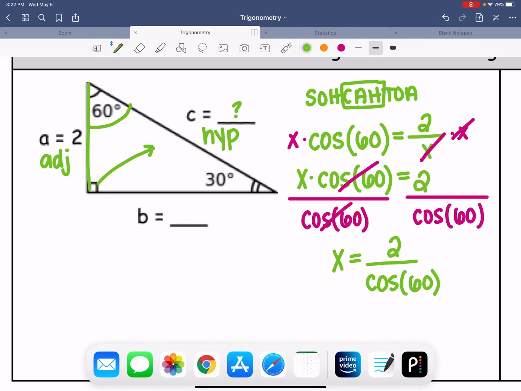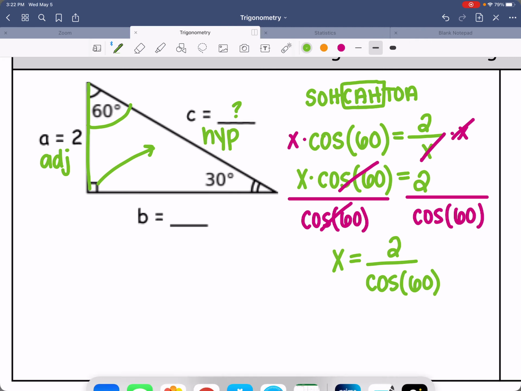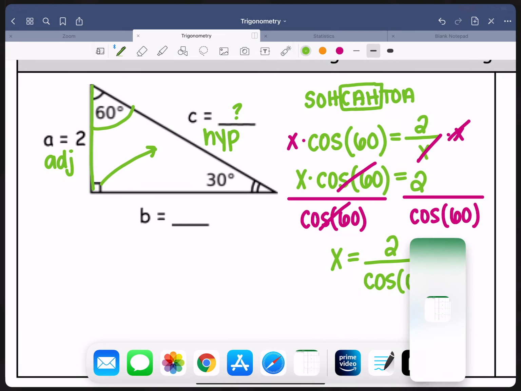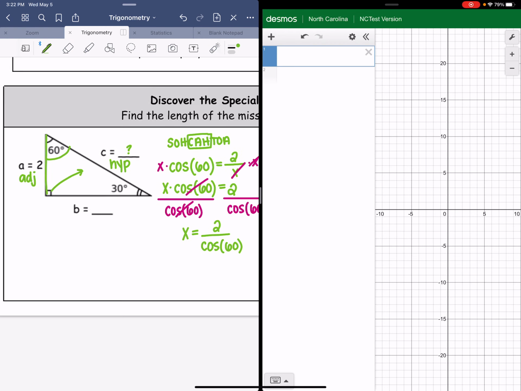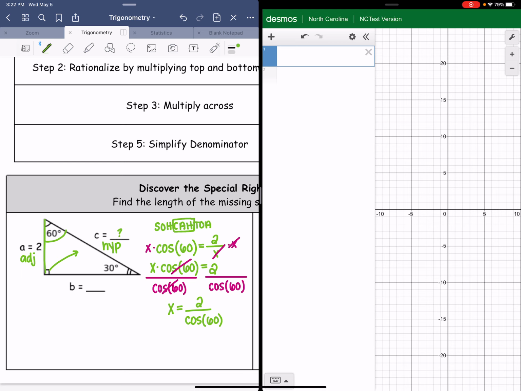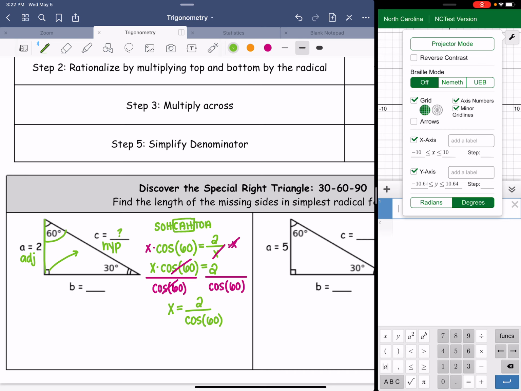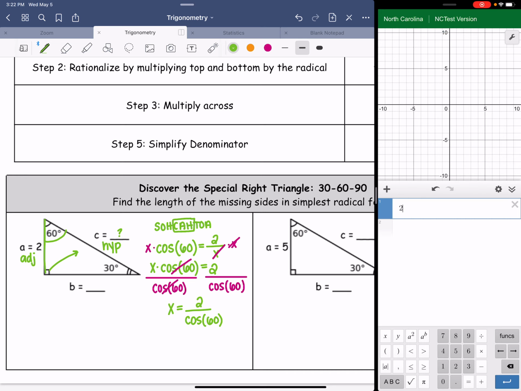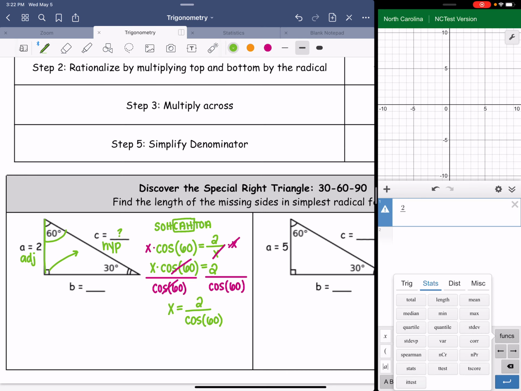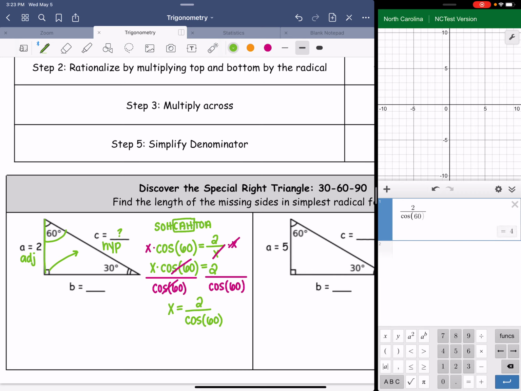Well, let's see what that is equal to. I'm going to make sure that I'm in degree mode, and I am, so that's good. 2 divided by the cosine of 60 degrees is equal to 4. So our hypotenuse then is 4.